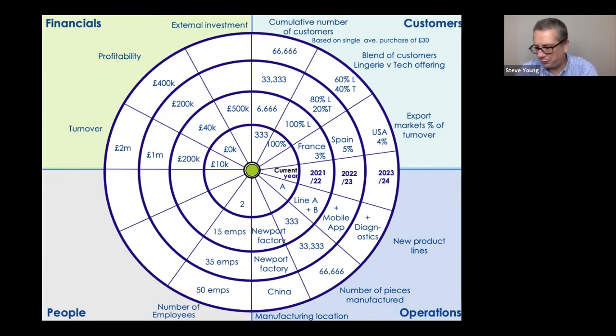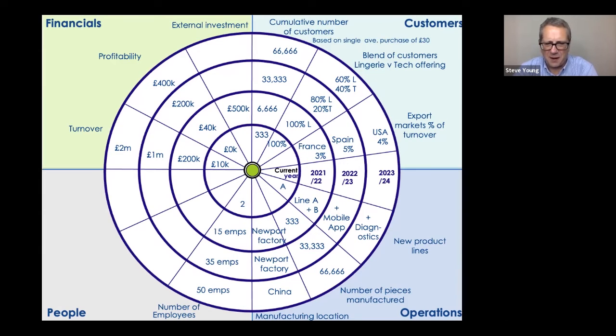Moving on to people. So how many people have we got at the moment for 10K? Well, it was about 2. Sounded a lot for 10K, but let's think about 2 million turnover with 66,000 pieces being maybe manufactured in China, how many people would we need then? So she said about 50. Okay. 50 in year 3 becomes 35 in year 2, becomes 15 in year 1.